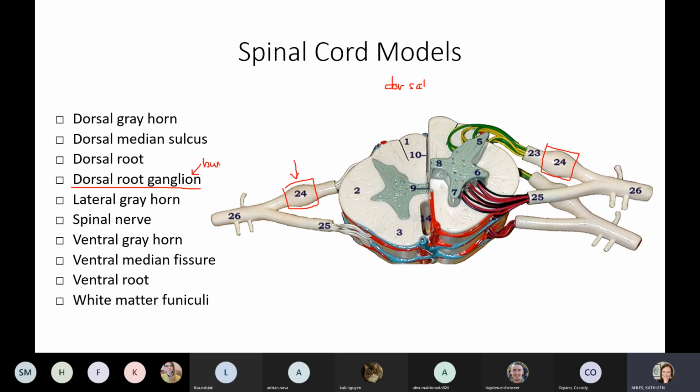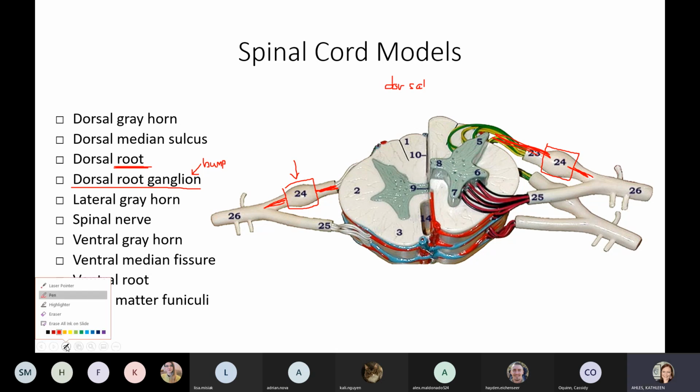So the dorsal root ganglion is the bump that I find on this structure, this line of neurons that comes together that makes up the dorsal root. So the dorsal root is the group of neurons that's going into the back side, the dorsal side of the spinal cord. The dorsal root ganglion is the bump that's on that root.